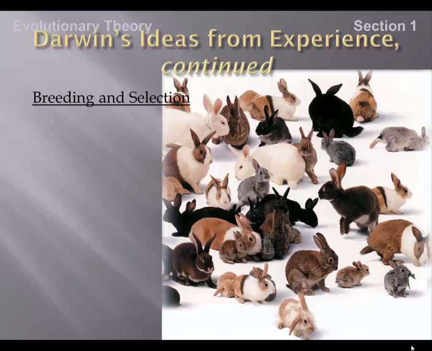So rabbits are a perfect example of artificial selection. We actually can breed rabbits for a variety of traits. Do we want them to be small and petite and use them as kind of a show rabbit? Or do we want them to be large? Do we want them to be meat rabbits, where we're actually breeding them for the use of food?